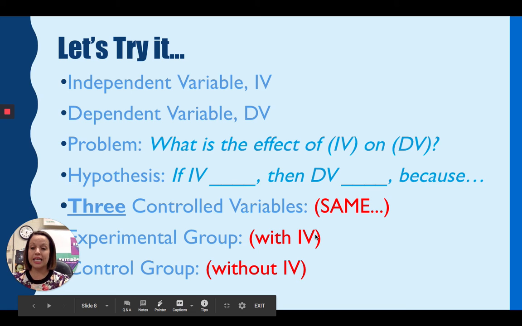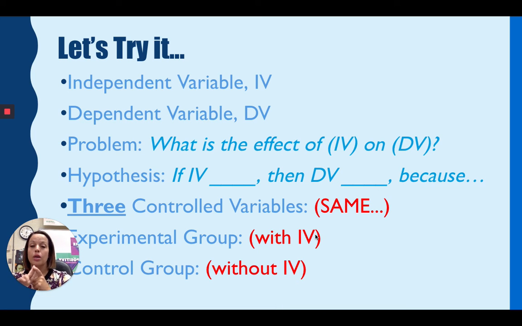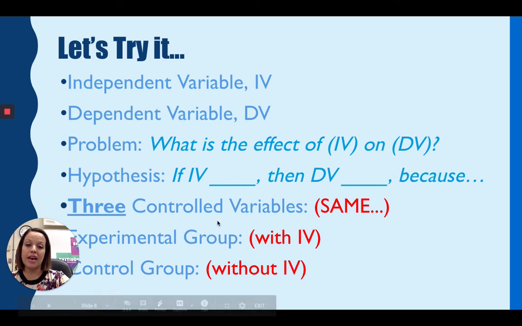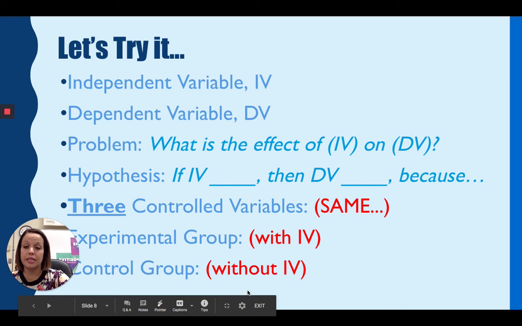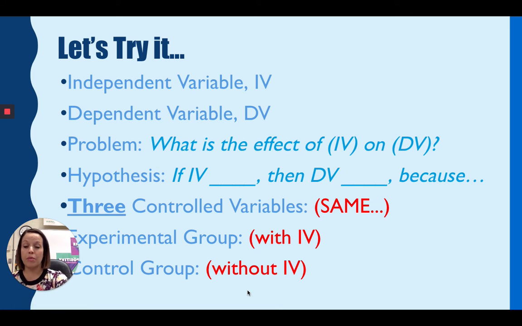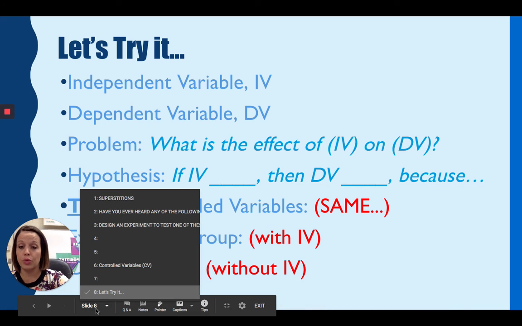Lastly, I need an experimental group and a control group. So if I'm talking about drinking coffee stunting growth, I need a group that drinks coffee and a group that does not drink coffee. Everything else the same, all controlled variables equal and same. The only thing I'm changing between the experimental group and the control group is coffee versus no coffee. Okay? Once I have those factors in place, I can design an experiment that will actually be valid and true because I'm only changing the IV and I am having a control group to compare it to.